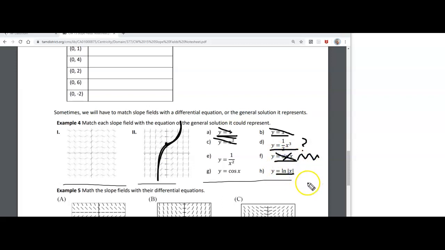Ln functions look like this. Since there's an absolute value, it'll also look like that, but that's kind of going a little bit beyond what we need to focus on right now. So no, that's not it anyway. Cosines look like sines. These guys here, a lot of you guys probably don't remember what those look like, but they look something like this.